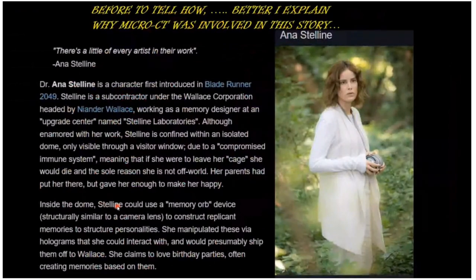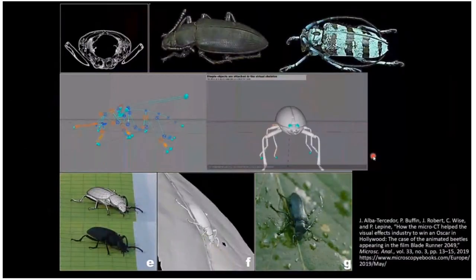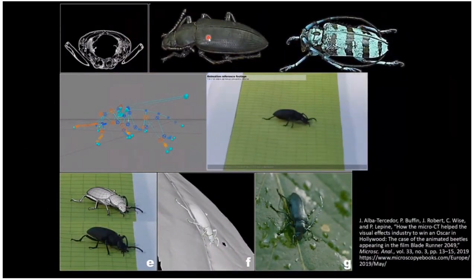They wanted to appear, in the movie, that the doctor, Anna Esteline, that produced, they put inside the brain of the replicant dreams. And also she has a strange device that could change morphologies. So in the movie, they wanted to change the morphology from one species to another.